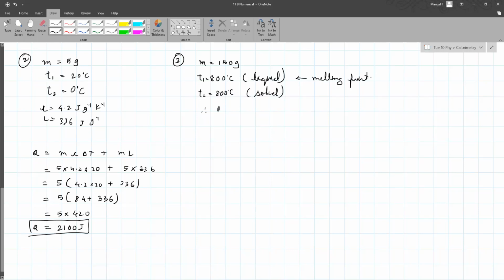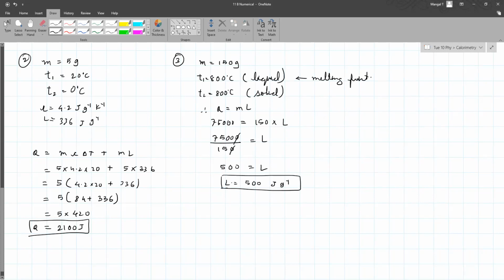So therefore it is very clear that Q is equal to M into L. Okay, Q is equal to M into L. There is no mc delta T because there is no change in temperature. So this is 75,000, and this is 150 gram into L. So 75,000 divided by 150, you know 15 fives are, so that will be 500. This is given in grams, and therefore I can say L will be 500 joule per gram, the latent heat.